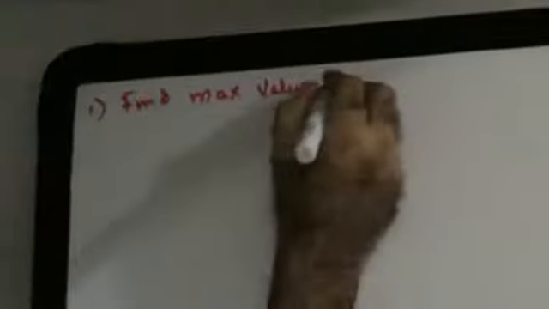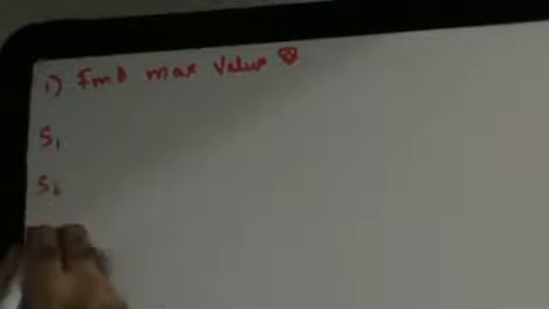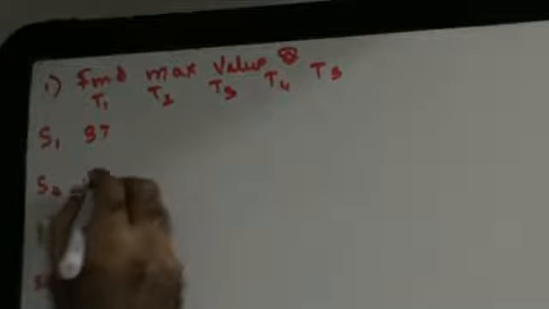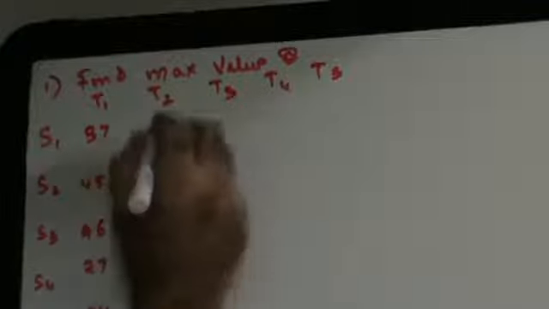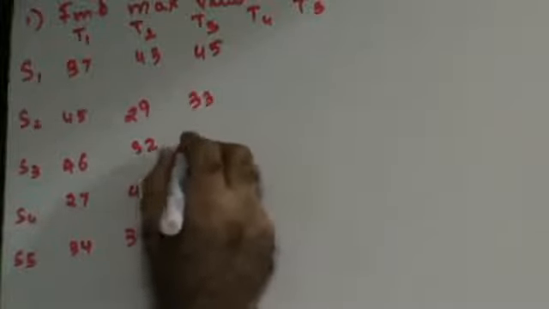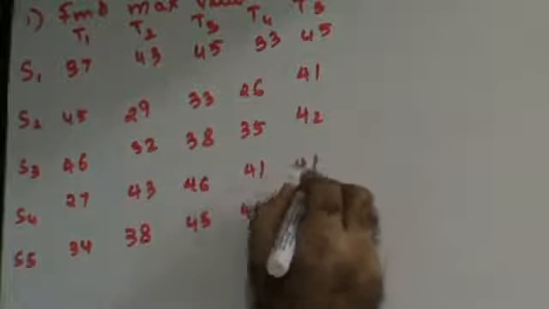Right, let's see the sum. Find maximum value of S1, S2, S3, S4, S5, T1, T2, T3, T4, T5. 37, 45, 46, 27, 34, 43, 29, 32, 43, 38, 45, 33, 38, 46, 45, 33, 26, 35, 41, 40, 45, 41, 42, 41, 44.